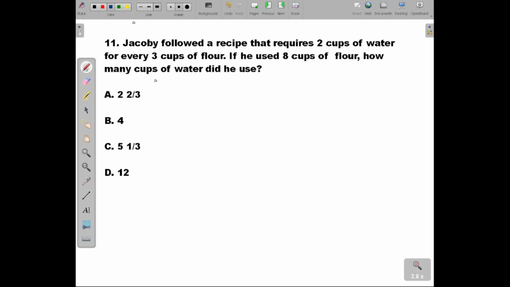Number 11. Jacoby followed a recipe that requires 2 cups of water for every 3 cups of flour. If he used 8 cups of flour, how many cups of water did he use? So we have two types of cups, one for flour and another for water. So we could use the rule of 3. We have cups of water and cups of flour.